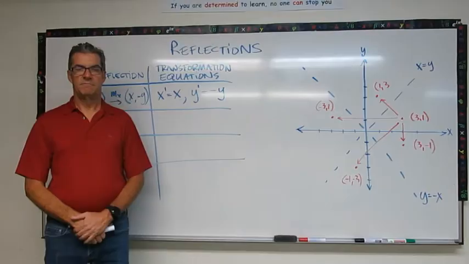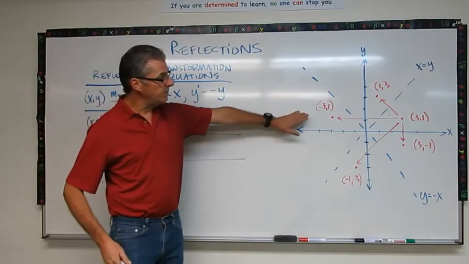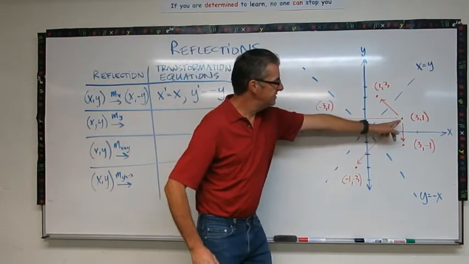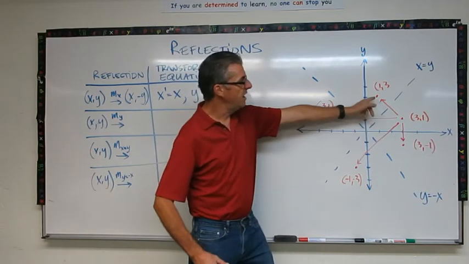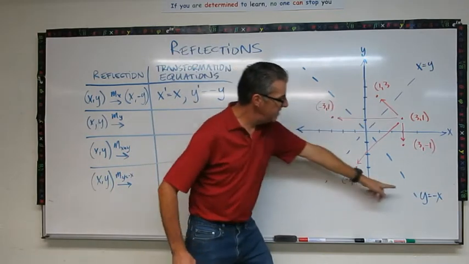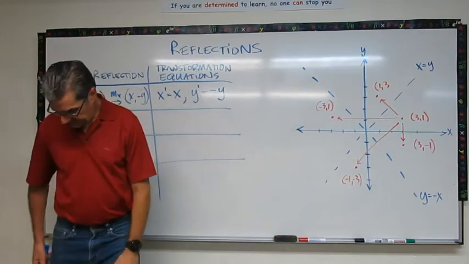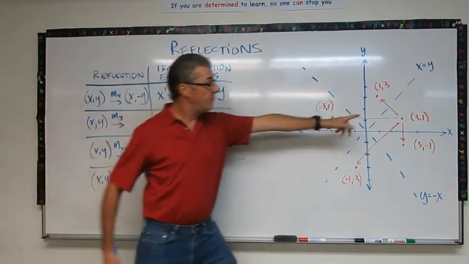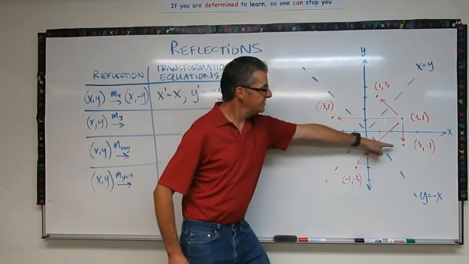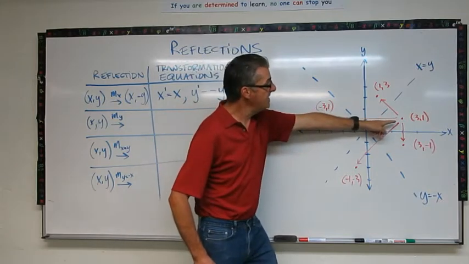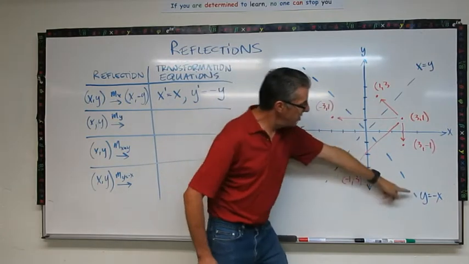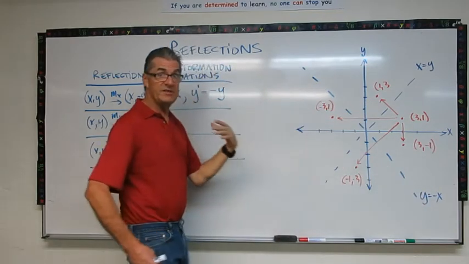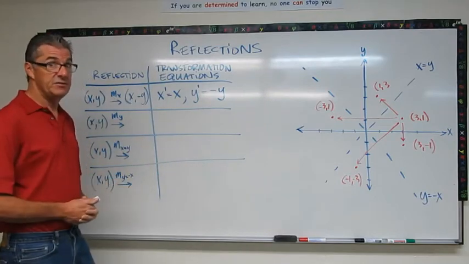Okay, so now that we've played around with the point 3, 1 and reflected it, first across the x-axis, then across the y-axis, then across the line y equals x, finally across the line y equals negative x, and we've figured out what those reflected point coordinates are, we're going to make some general statements about how these reflections work.